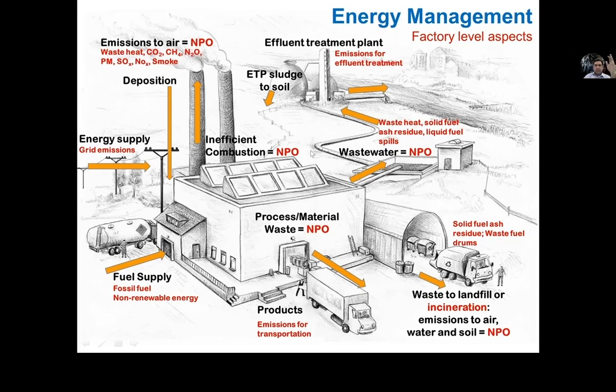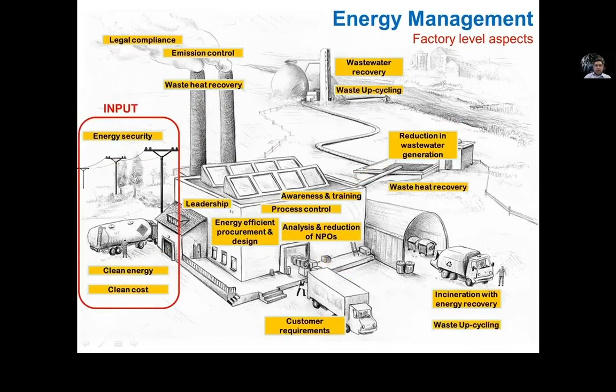This is a perspective. So looking at what we can do on the input side, as I said, we need to look at energy security. So sustainable supply of energy, then clean energy. I wanted to write energy cost, but I mistakenly wrote clean cost here. Then inside the factory, we need to look at the leadership. So what kind of leadership is there in terms of energy management, how they're progressing. Then energy efficient procurement and design. So is the factory procuring efficient equipment? Is the factory designed according to the efficiency requirements?